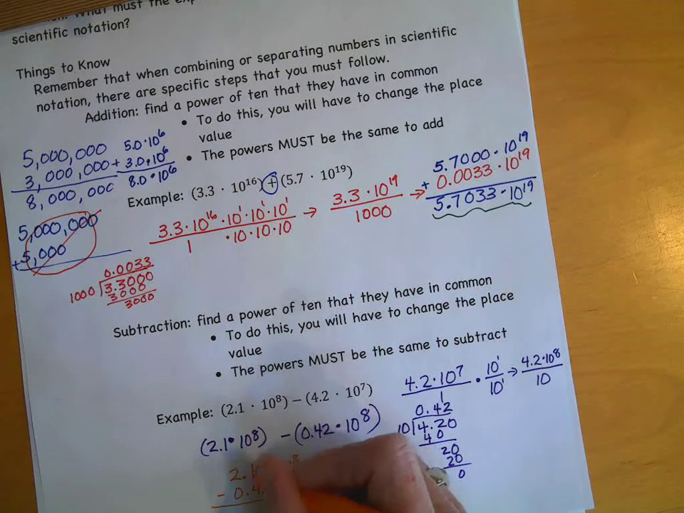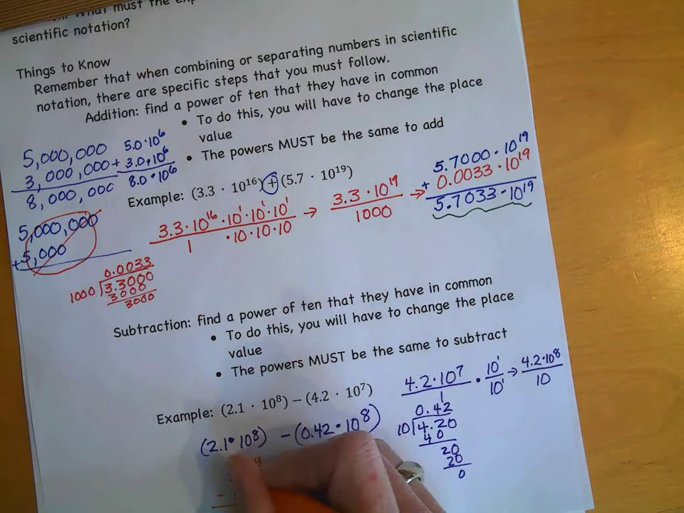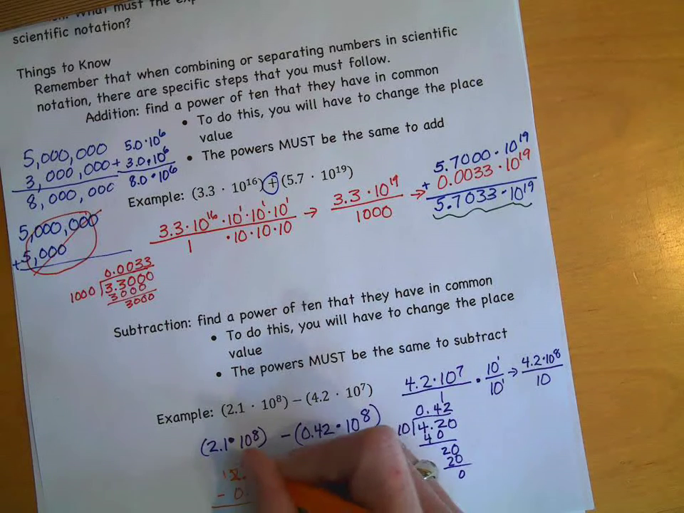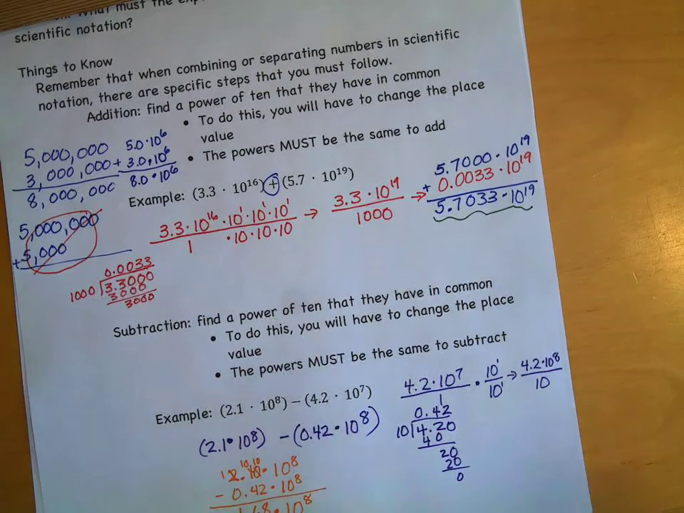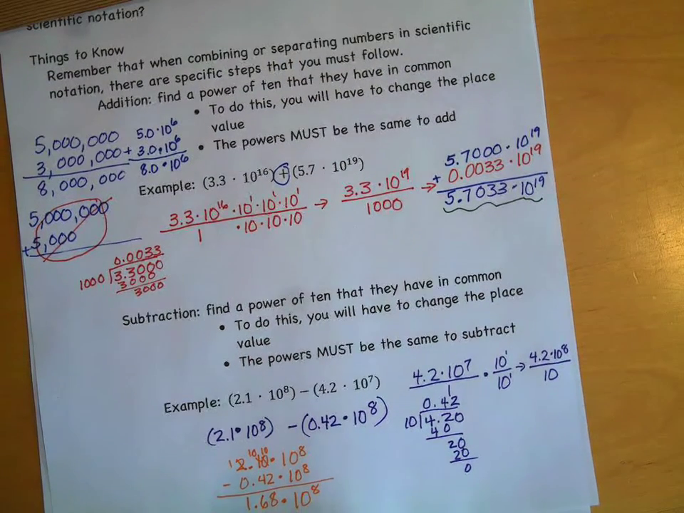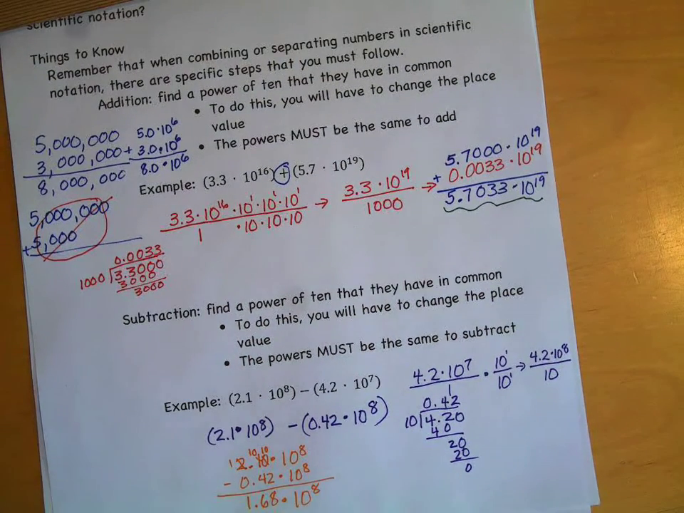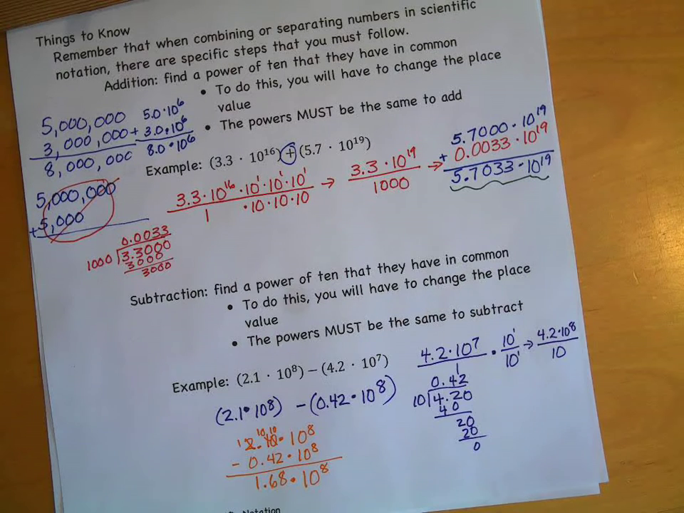Our powers stay exactly the same, right? And then we subtract. So this would become a 0, this would become a 10, 10 minus 2 is 8, this would become a 1, this would now be 10, 10 minus 4 is 6, and then we'd have 1 minus 0. So we got 1 and 68 hundredths times 10 to the 8th. And that is your final answer for subtracting.